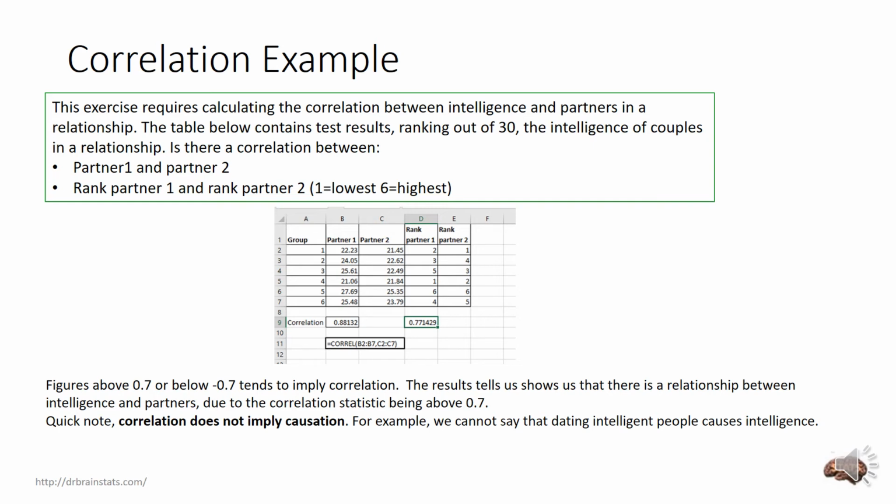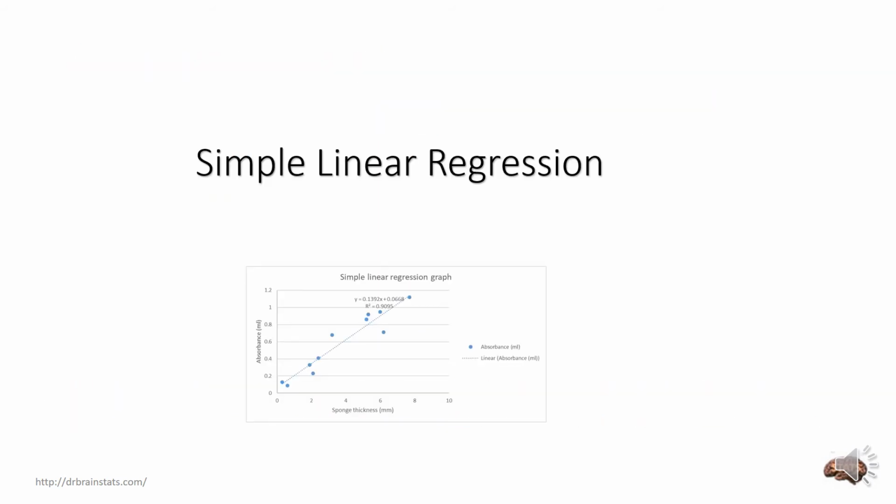Now we can see in this example the correlation command is very simple. Just highlight the cells, highlight the next cells we want to compare against. And this tells us that due to results being greater than 0.7, there is a correlation between this. But we need to be careful, because correlation does not imply causation. For example, we cannot say that dating intelligent people causes intelligence.